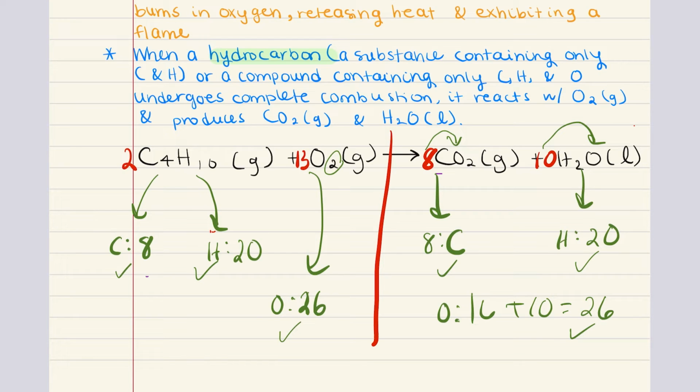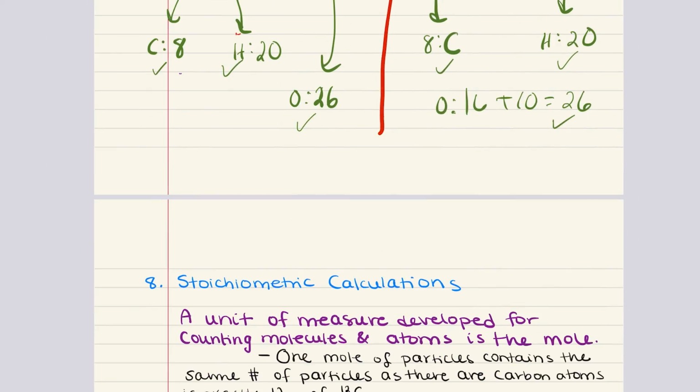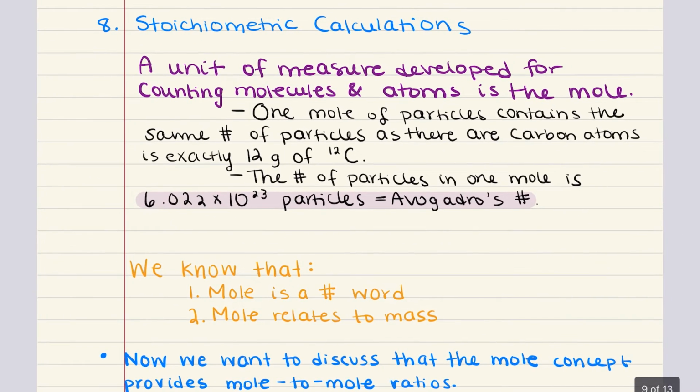So with that, we went ahead and we balanced this equation. Wonderful. And that allows us to move into our next objective titled Stoichiometric calculations. So far in our lecture, we've talked about moles quite a lot. And we know a couple of important points about moles so far. One, mole is a number word, so it can be used as a conversion factor in dimensional analysis and stoichiometry. And 2, mole relates to mass. 1 mole of an element has a mass equal to the atomic weight of that element expressed in grams.